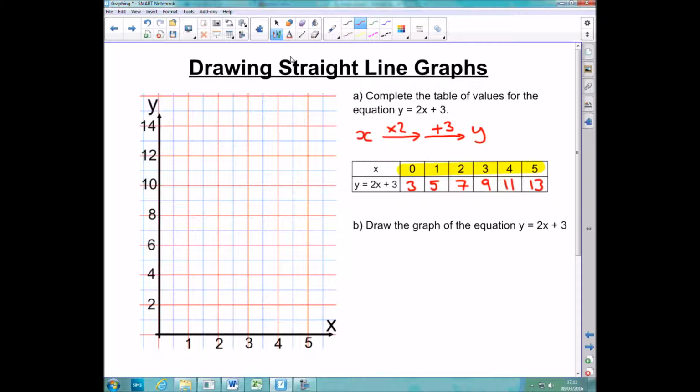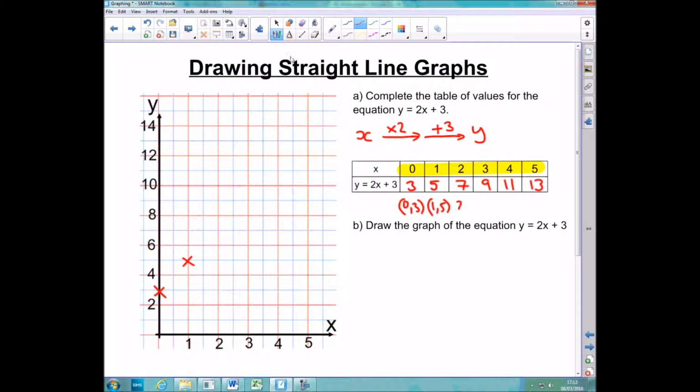Next, it's asking me to draw the graph of the equation y equals 2x plus 3. So what I'm going to do is I'm going to plot these values here as coordinates. So the first coordinate I need to plot is 0, 3. So that means I go along 0 and up 3 and I mark it with a cross. The next one is 1, 5. So I go across to 1, up to 5 and I mark that with a cross.